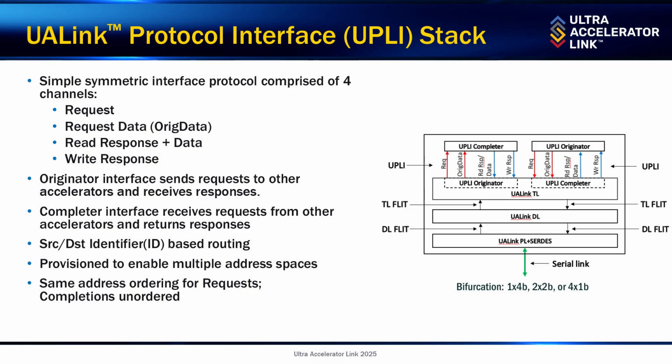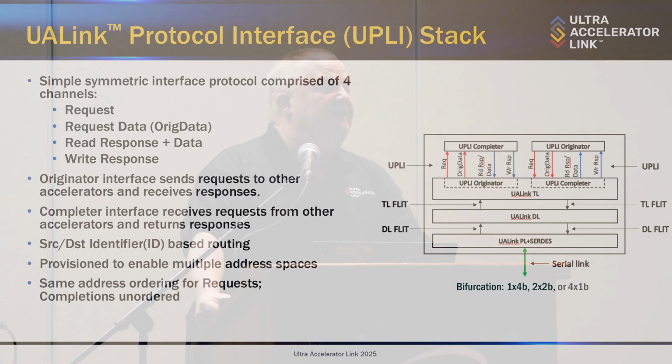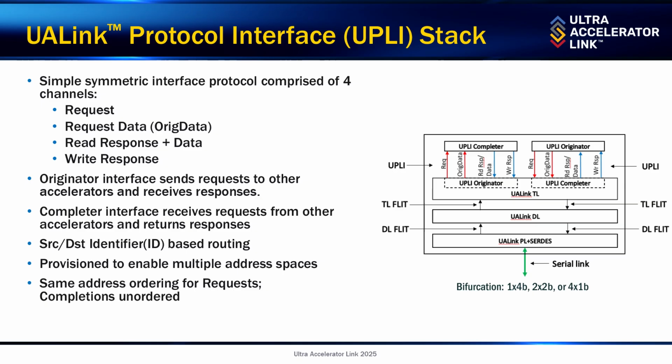We have a 57-bit address that is provisioned for multiple address spaces. This allows accelerators to be very flexible and have differing address schemes as they see fit. We don't specify that in the specification. The routing of the commands is totally driven by the request from the source accelerator. There's a destination accelerator ID field inside the request that routes the request down to the final accelerator.